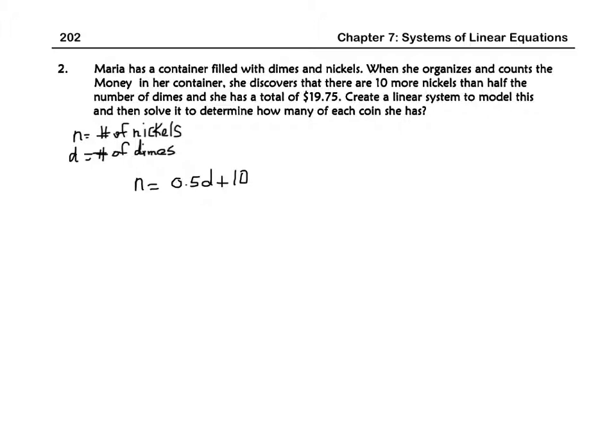And the other equation has to do with the value of the coins, which is 1975. And we know that means that decimal 0.05, because that's the dollar value of a nickel. So decimal 0.05 times the number of nickels plus 0.10, which is the dollar value of dimes, times the number of dimes, should equal 1975.